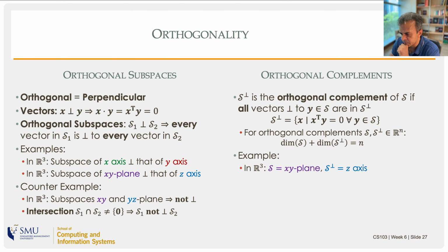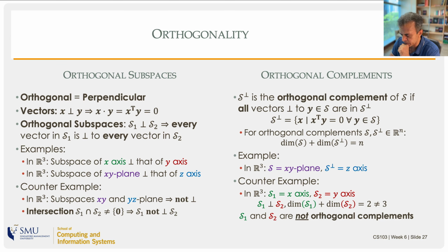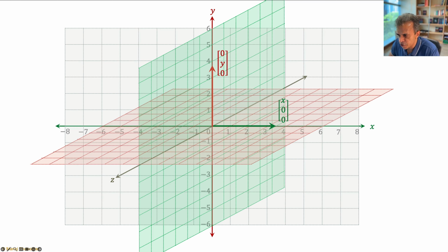Maybe a positive example is not enough. Let's look at a counter example also. Suppose you take S1 to be the x-axis and S2 to be the y-axis. Are they orthogonal complements? They are indeed orthogonal to each other, but they are not orthogonal complements because, for one thing, their dimensions don't add up to 3, the containing space as specified here. Let's take a look at this one once more. So here's the situation. I have my vectors along the x-axis, x, 0, 0, and those along the y-axis as a second subspace, 0, y, 0. Take the dot product. The dot product indeed is 0. So they are orthogonal subspaces.